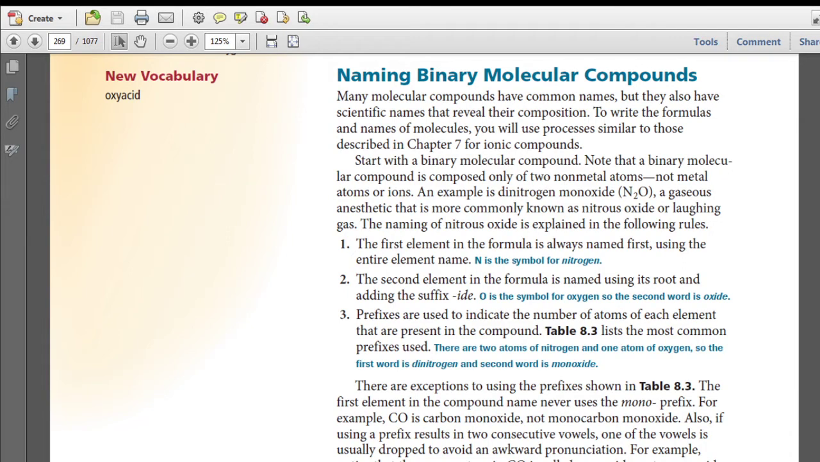The first element in the formula is always named first, using the entire element name. N is the symbol for nitrogen. The second element in the formula is named using its root and adding the suffix "ide". O is the symbol for oxygen, so the second word is oxide.